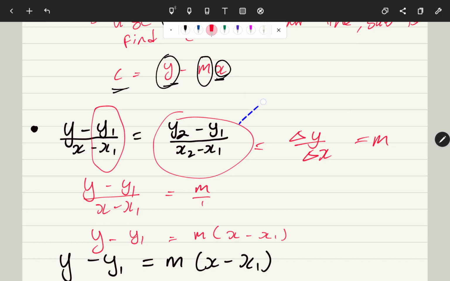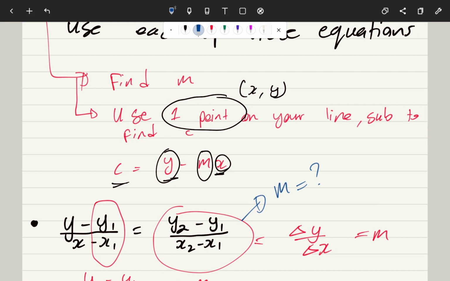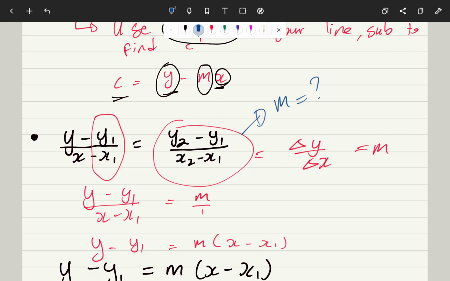I'm going to use this one if I haven't calculated my m yet. So there's no m, right? If I don't know my gradient, I can just use this formula. It's going to lead me straight to the answer. It's different from y equals mx plus c, because there I first calculate my gradient, then come again to calculate my c, and then eventually I have my full equation. This one, when you use it, you just substitute, and should you not make any mistake, it's going to lead you right to the equation of a straight line.